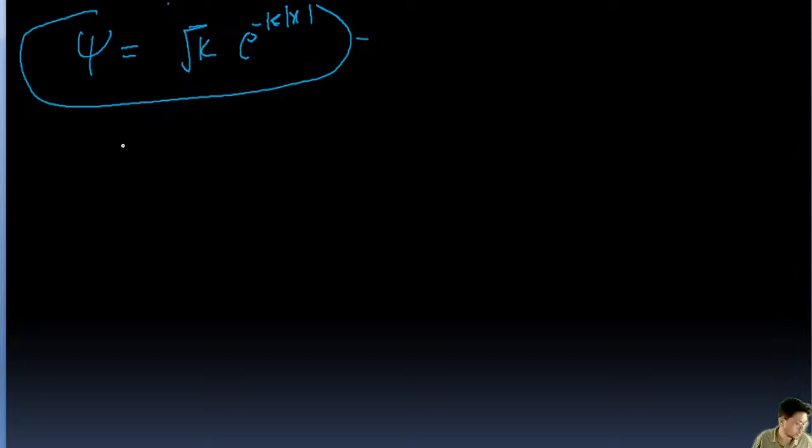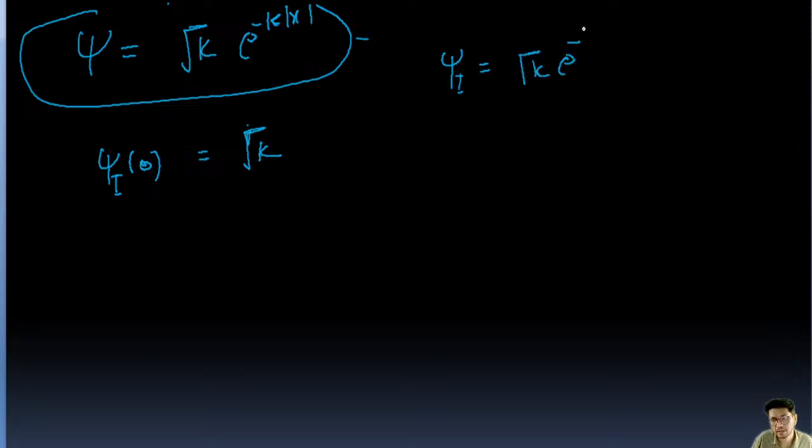So here what we are going to do is find out psi 1 and psi 2. For psi 1, if you find psi 1 at 0, so my psi 1 at 0, we know psi 1 is going to be this. For region 1, psi 1 is going to be root k e to the power kx.